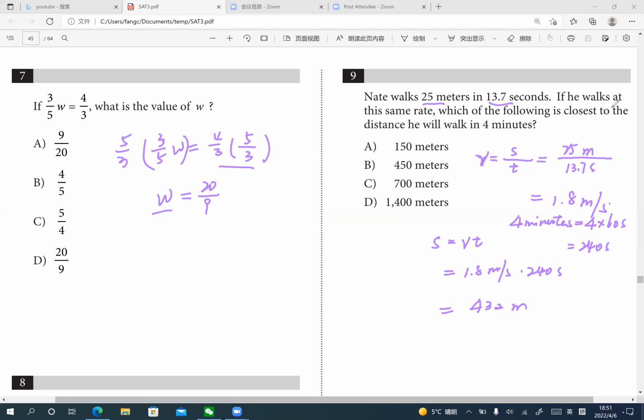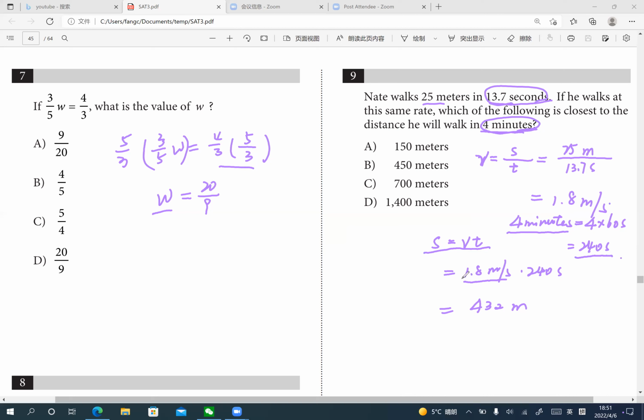The question is, if he walks at the same rate, which of the following is the closest to the distance he will walk in 4 minutes? We need to use the formula again. S equals v times t. And we already know the velocity is 1.8 meters per second. But we should notice that the units are different here. The first one is seconds, the second one is minutes. So we need to convert 4 minutes into seconds. So 4 times 60 equals 240 seconds.